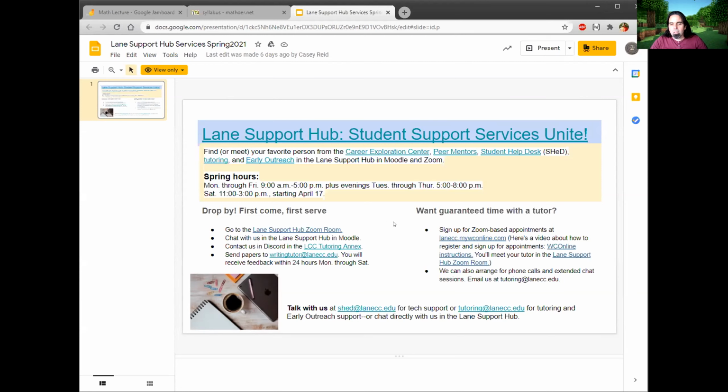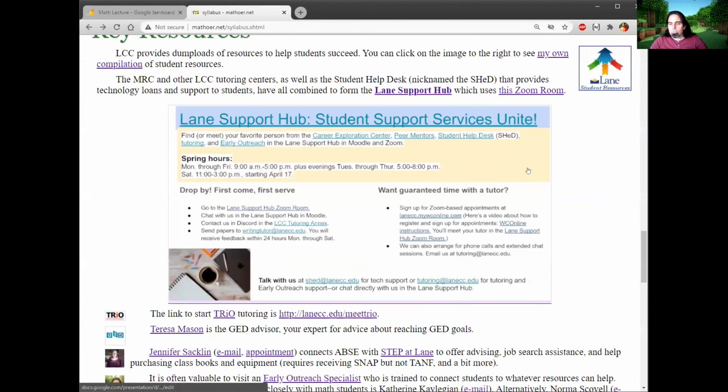And there it is. The last two terms, the hours didn't kick in right away in week one, so not all the hours were open. Yeah, here it is, starting April 17th. So the Saturday hours aren't happening yet, but the other hours should be. So anytime you're stuck, the first thing I would do would be to either email me your question or use the Get Help forum if it's a math problem. But if it's a computer thing or things like that, the Lane Support Hub is there for you. And I've linked the Zoom room directly.